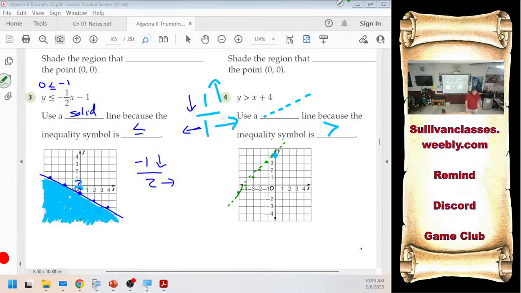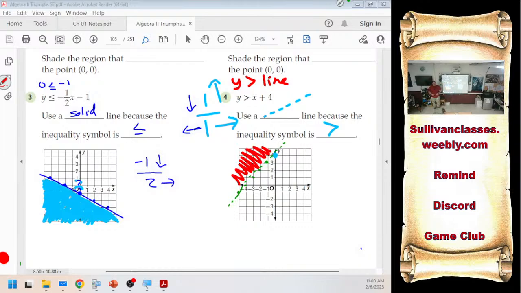We kept plugging in 0, 0, right? Everything on this page was y something rest of equation, right? We always had y by itself. Does y go left and right or up and down? There's a cheat code for this. And this says y is greater than the line. Where are y's bigger, up or down? So shade up.